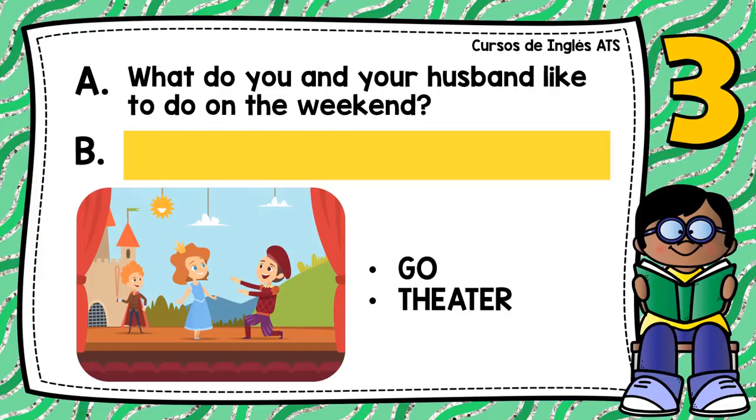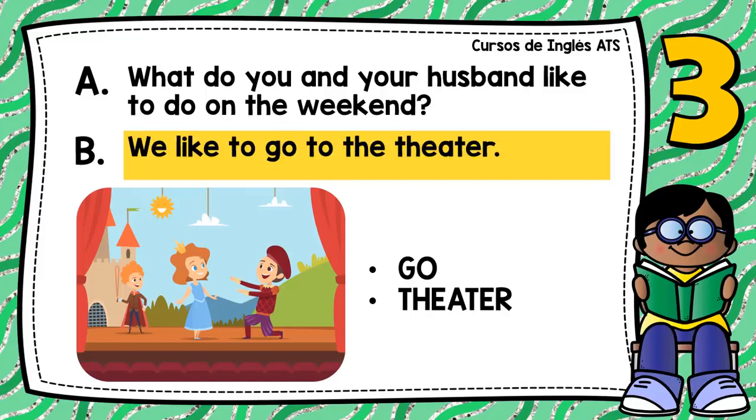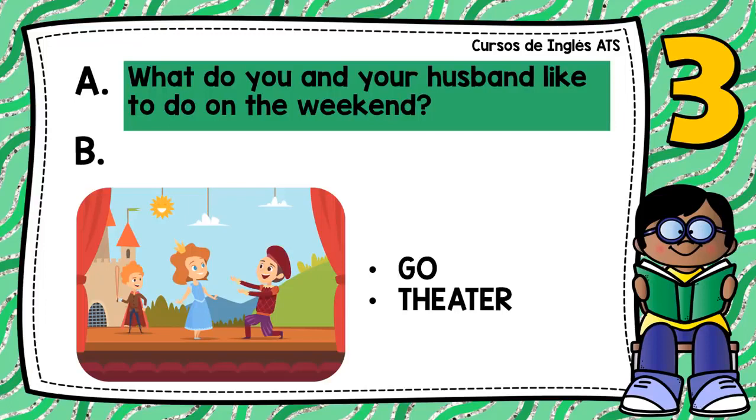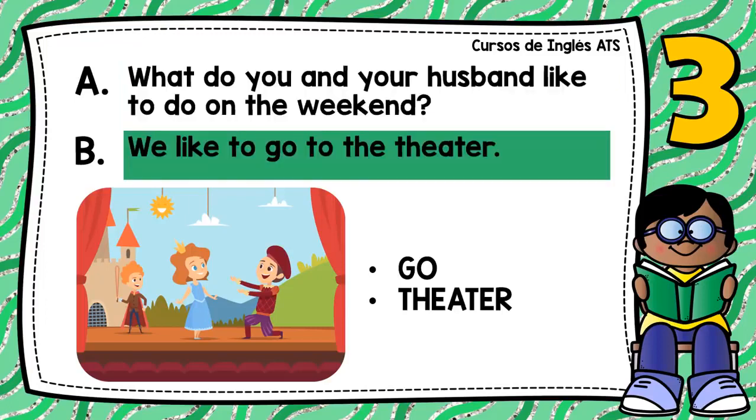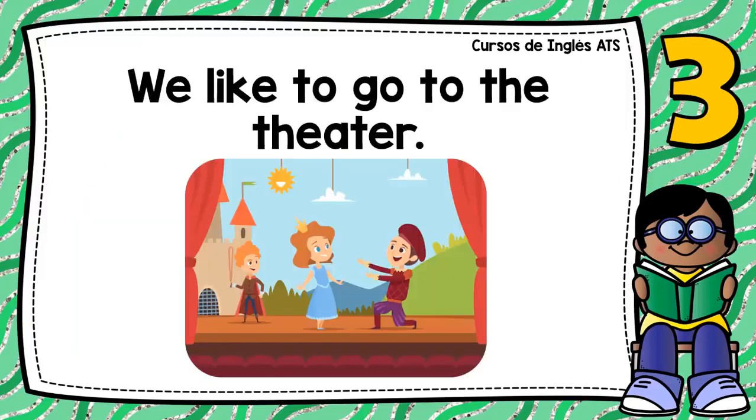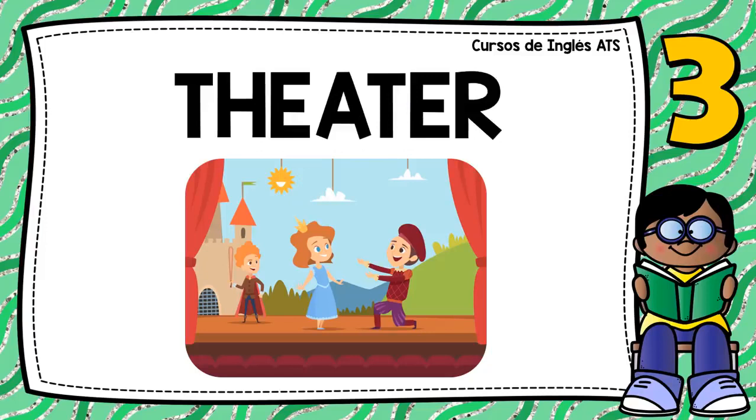Let's check. We like to go to the theater. Nos gusta ir al teatro. Let's review. What do you and your husband like to do on the weekend? We like to go to the theater. Recuerda, cuando usas like con otro verbo, los tienes que separar usando to. Like to go.